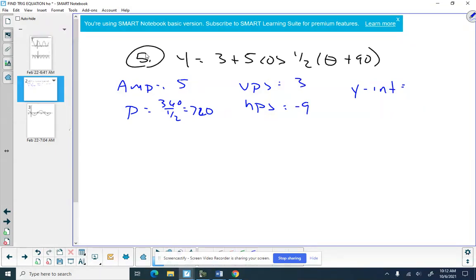Sophia, vertical and horizontal phase shift. 3 and negative 90. Once again, this is theta minus a negative 90. We ching boom this, and then y-intercept. You clickety-clack in the calculator: 3 plus 5 cosine 0.5 times 90. Close your parenthesis out. Adessa, what do you get for the y-intercept? 6.5.